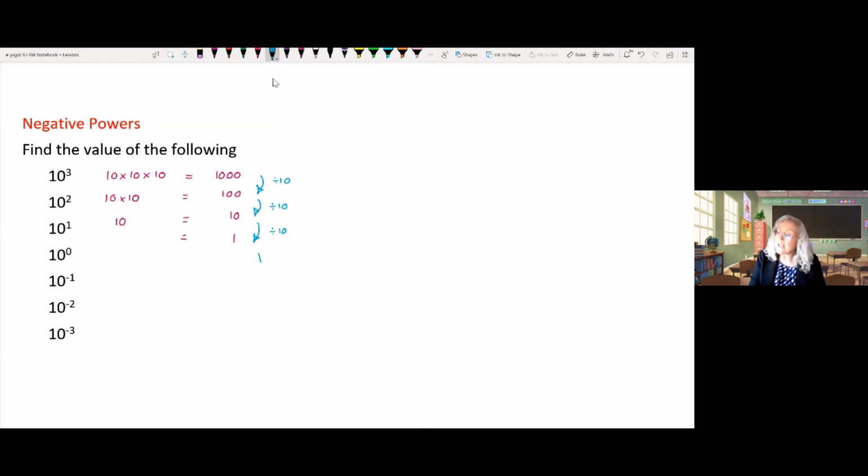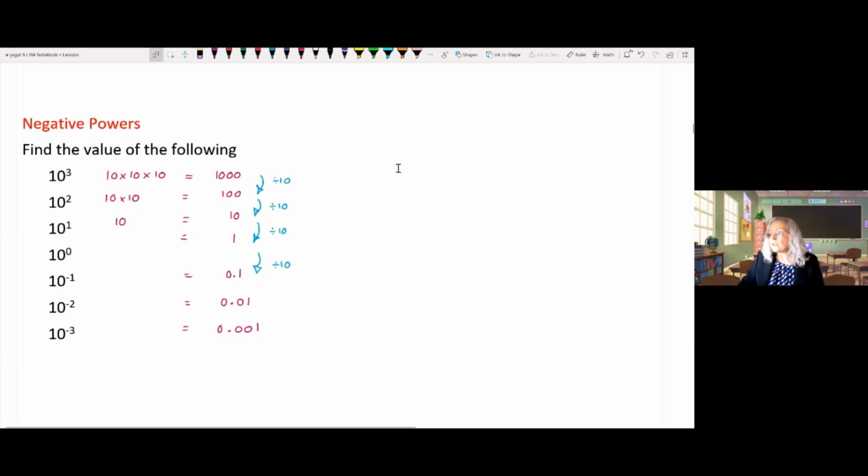Now, in order to find the next one, we divide by 10 again. And 1 divided by 10 is 0.1. Let me just change the colour there. I got the wrong colour. There we go. So 10 to the minus 1 is 0.1. And then we follow this pattern down. So 10 to the minus 2 is 0.01. We've divided by 10. And again, 10 to the minus 3 is going to be 0.001. We've divided by 10. This is 1/10th, 100th, 1,000th.